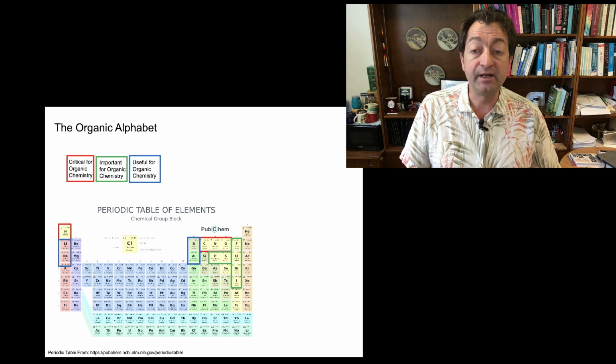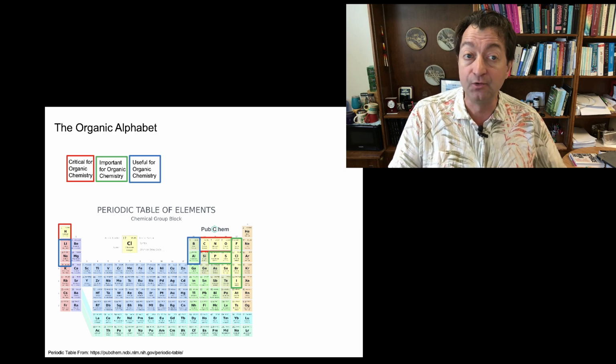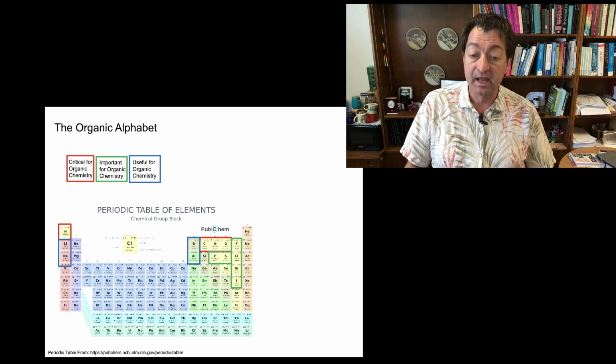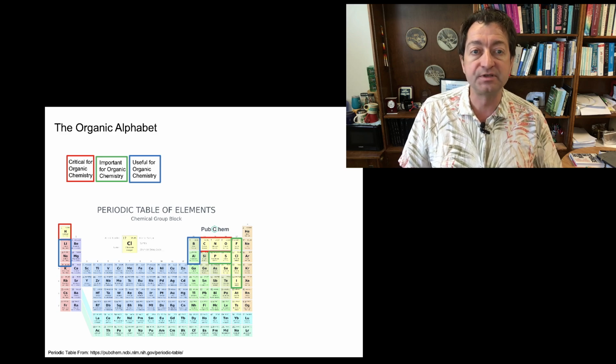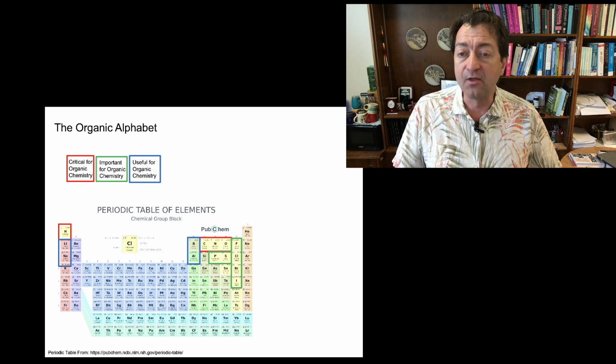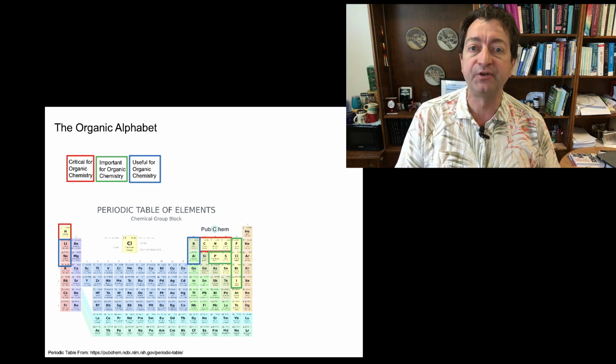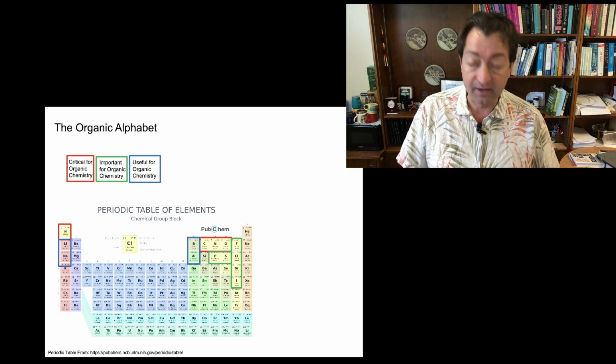The elements in green are important for organic chemistry, and we will see them in our course, in Organic 2 and Organic 3 if you stick around for those. We see them an awful lot, and we use them in various functional groups to add some chemical reactivity to our organic molecules. And the ones in blue are useful for organic chemistry. They pop up from time to time. We'll see them a couple of times in Organic 1 and a couple of the other courses that you take as well.